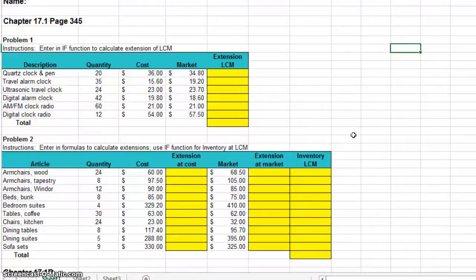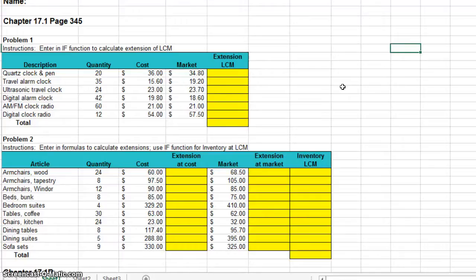This first video will cover the first topics in the inventory chapter, and I'm looking at the problem pages on page 345, but you should have already read pages 332 to 336, which explain the different ways of putting a dollar amount to an inventory. The first method that you'll see on page 345 is the lower of cost or market, LCM.